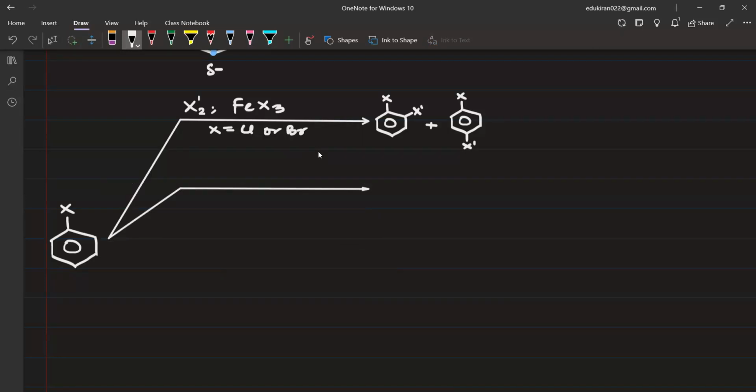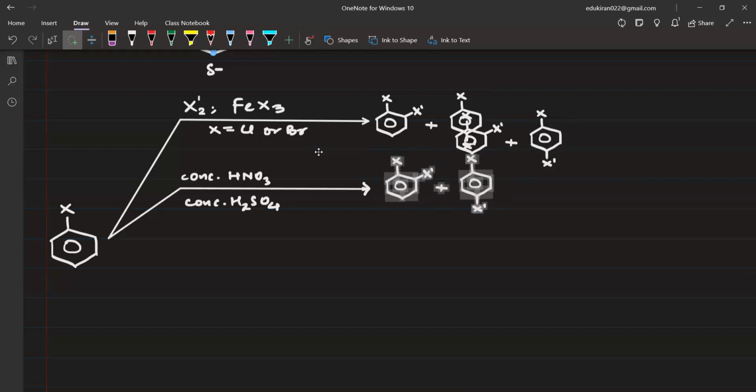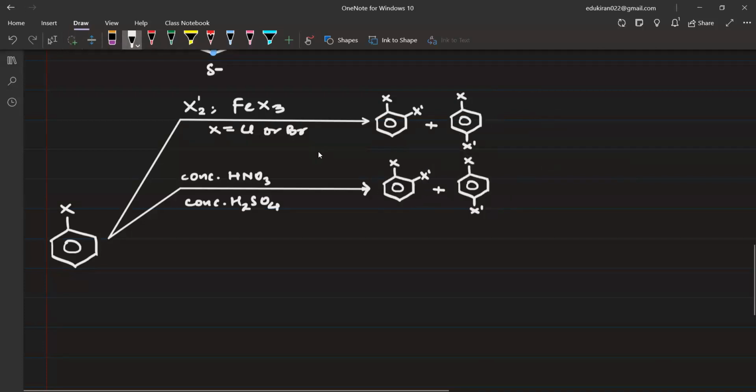Next we are going to do nitration, so a nitro group will be added. For that, we need concentrated HNO3 and concentrated H2SO4. It is going to give you ortho nitrohalobenzene, and para nitrohalobenzene. So instead of X, you will have NO2 in the ortho position, and you will have NO2 in the para position.